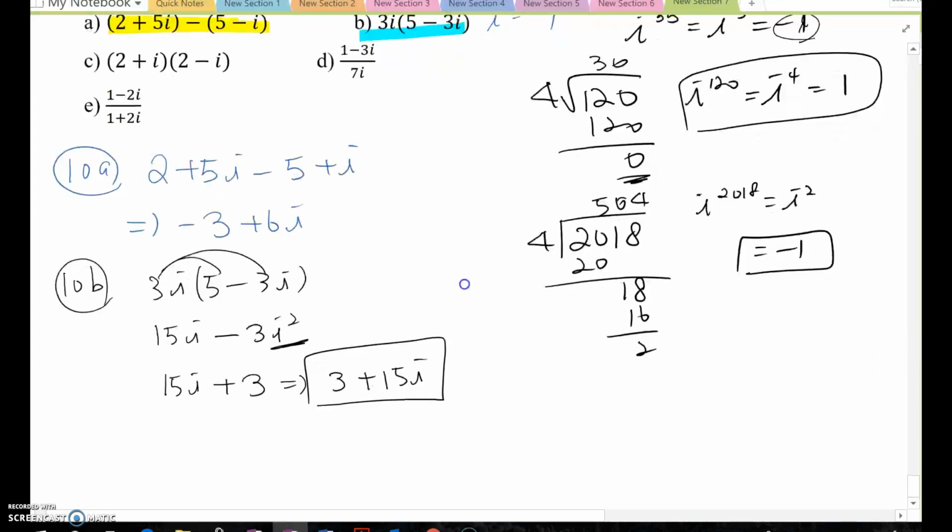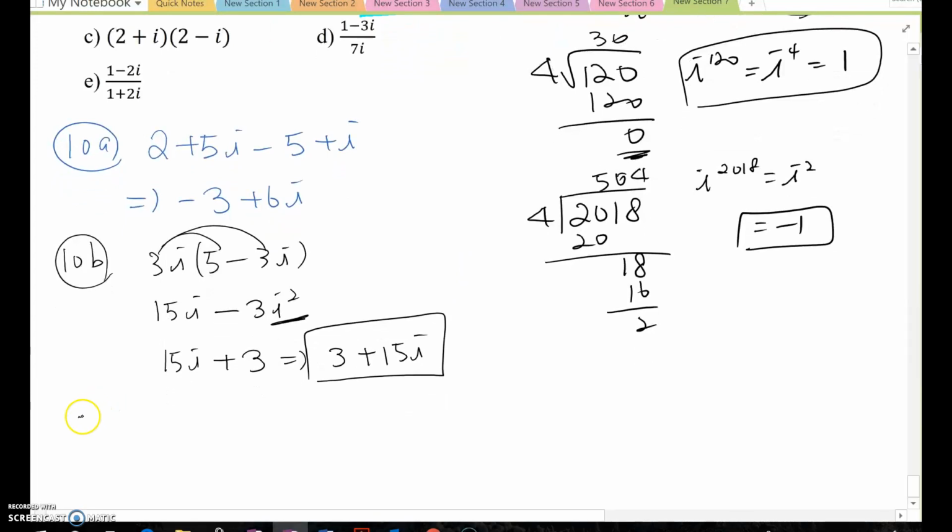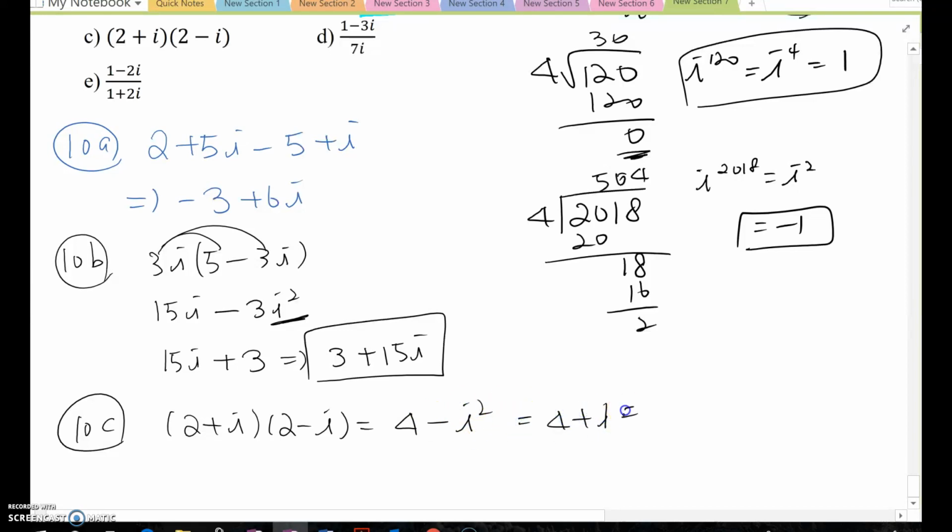Now, 10c, which is a conjugate basically. So, 10c is (2 plus i) times (2 minus i). So it becomes 4 minus i squared. So, 4 plus 1 equals 5. That will be the answer.